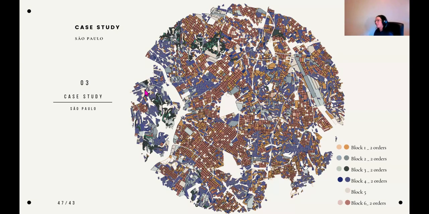Okay, so here we have the regions of types, the morphological regions from São Paulo. So again, most of our blocks have 2 orders, which again represent the frequency of the combinations, and just block 5, which doesn't have a very significant, let's say, number of frequencies. So there's just 1 order of region.